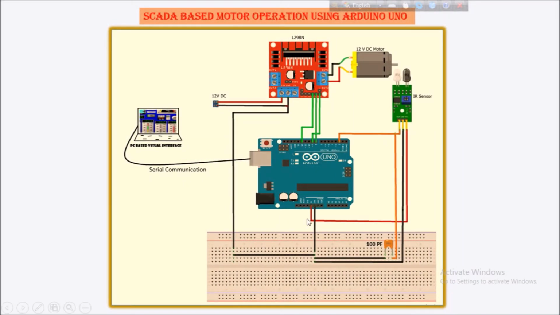The main operation in this project is to run the DC motor in forward or reverse direction, change the speed of the motor, and indicate the speed of the motor. There is also an option for showing the motor speed in a graph.